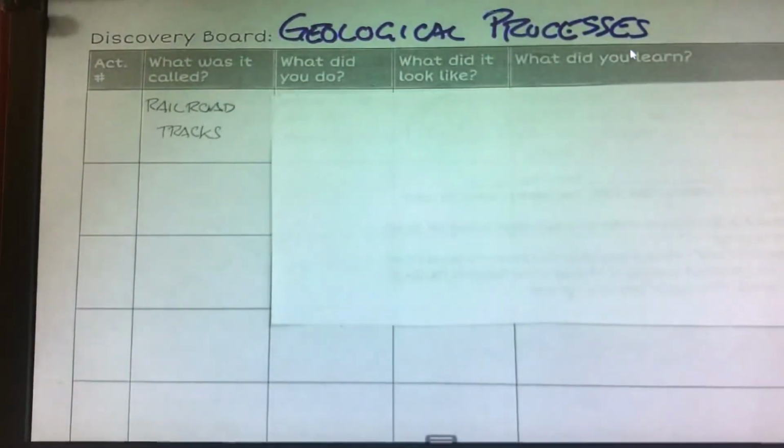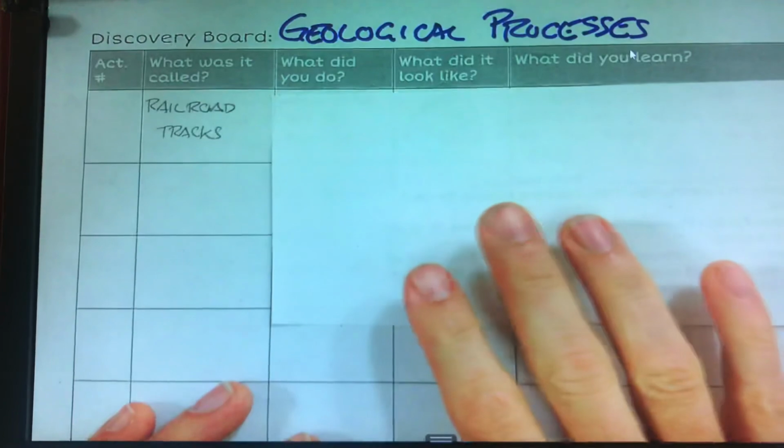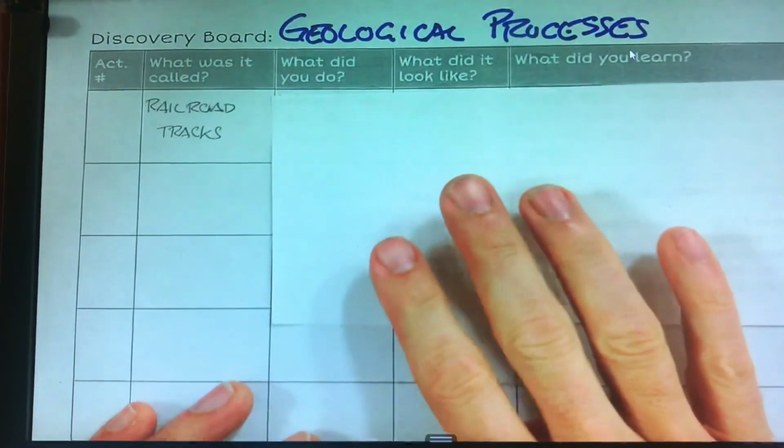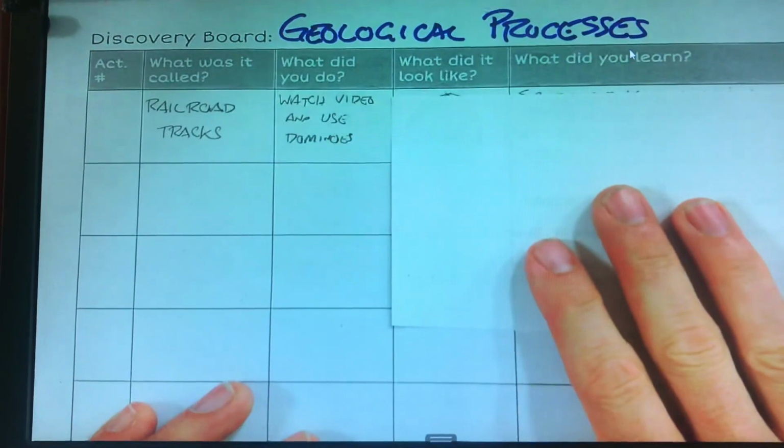Okay, so maybe you filled this out like I did. Again, there are many ways for you to fill this out. Whatever makes sense to you is fine with me. So what did you do? Well, for me, I talked about watching the video and using the dominoes. I thought that was pretty powerful. If you don't have that, that's fine. Whatever you remember is most important. And then what it looked like.